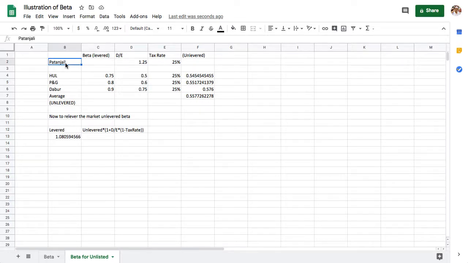So for example, here I've taken the example of Patanjali. It is an Indian FMCG startup. So we do not know the beta for that, right? But we do know its debt to equity, which is say 1.25. Now these are just random figures.